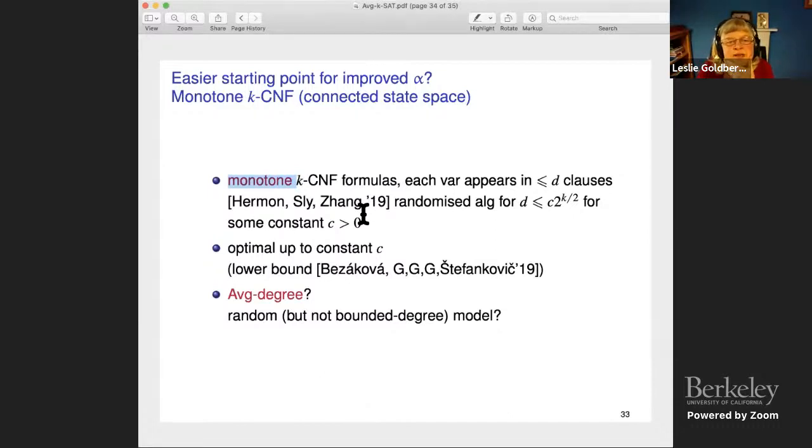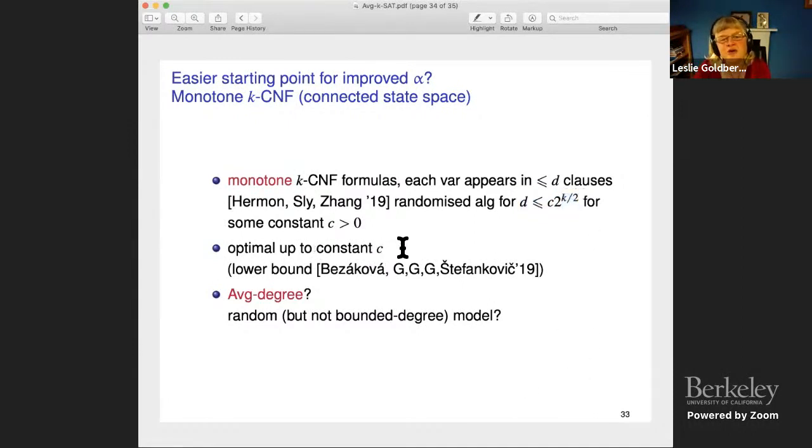And there I wanted to mention some work of Herman Sly and, sorry, it will become relevant. It sounds like I went off on a weird tangent, but there was a point here. There was a really nice work by Herman Sly and Zhang that show how to do this in the bounded degree case, where D is at most C to the 2 to the K over 2, and that's what I was trying to get to.